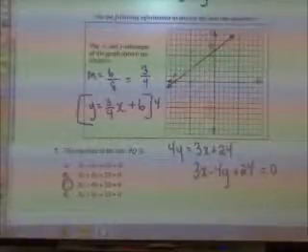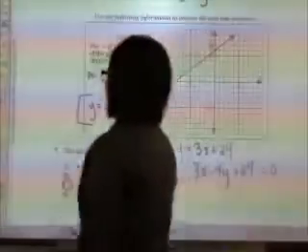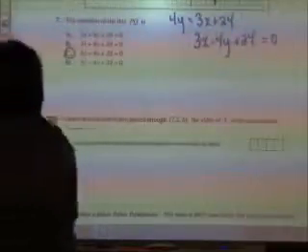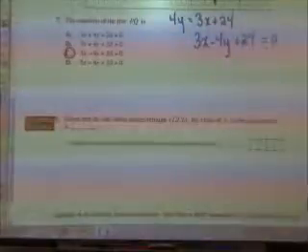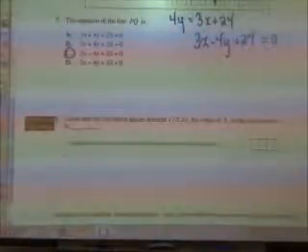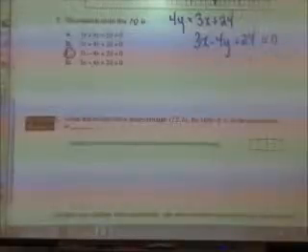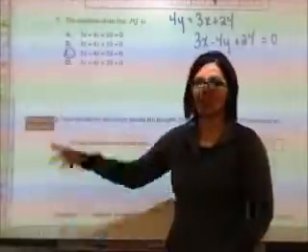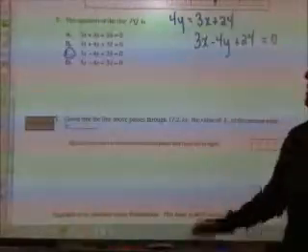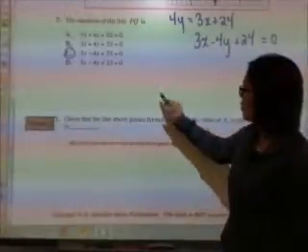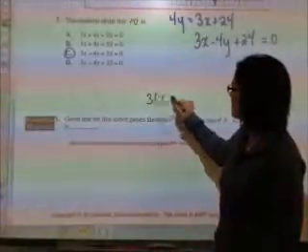Okay. Numerical response number 1. Given that the line above passes through the point 7.2 and k, the value of k to the nearest tenth is what? So I have to use the equation that I got from question number 7. Substitute in 7.2 for x.